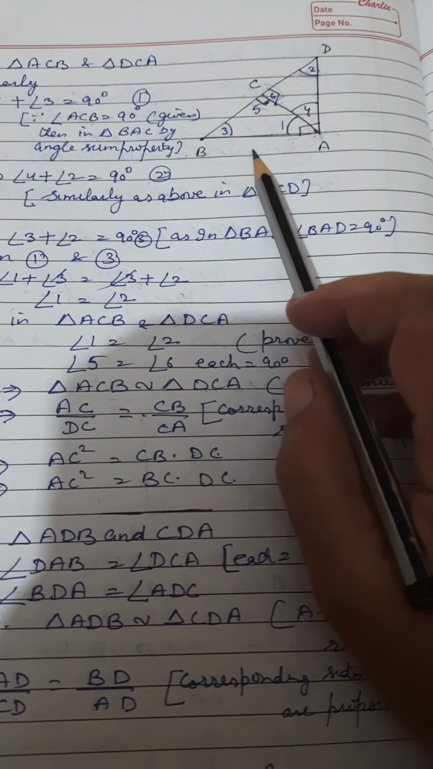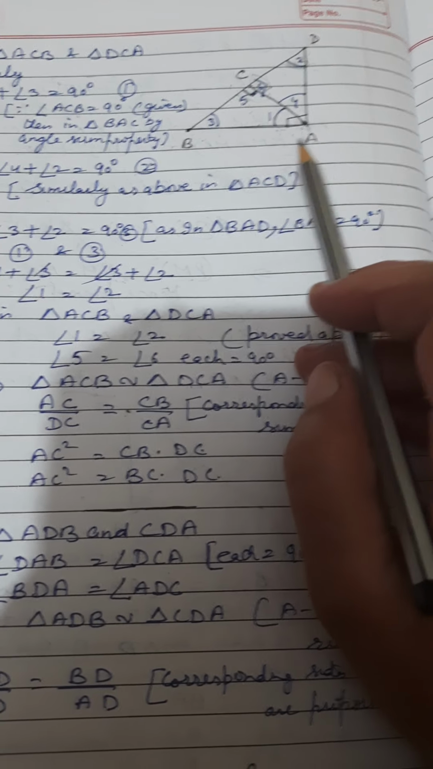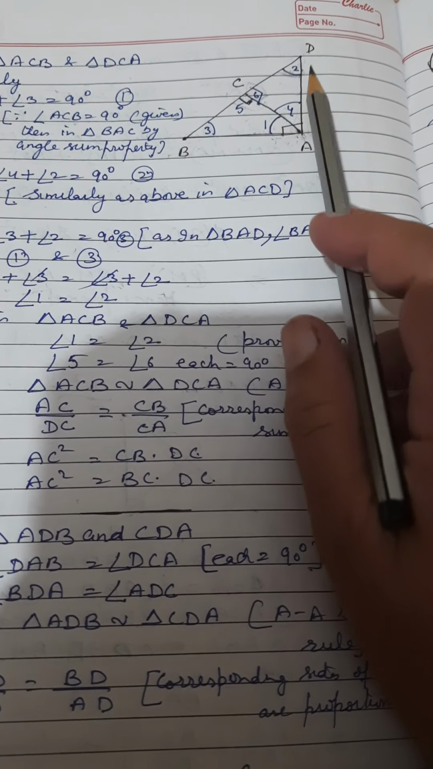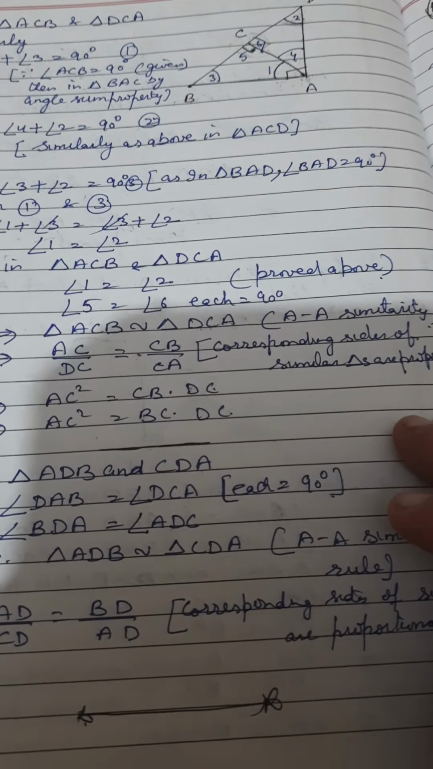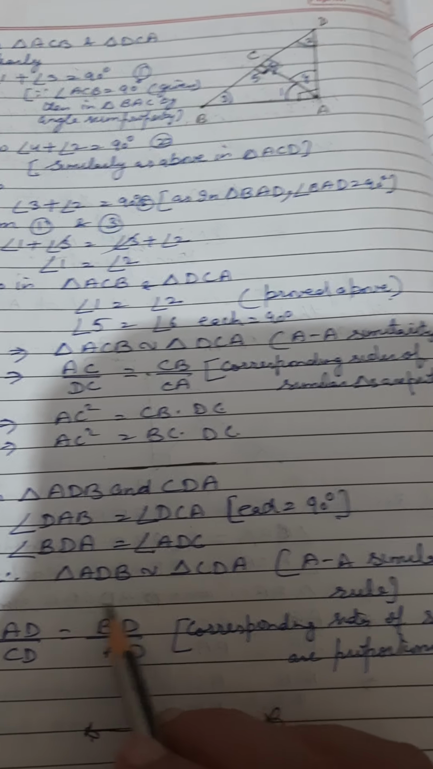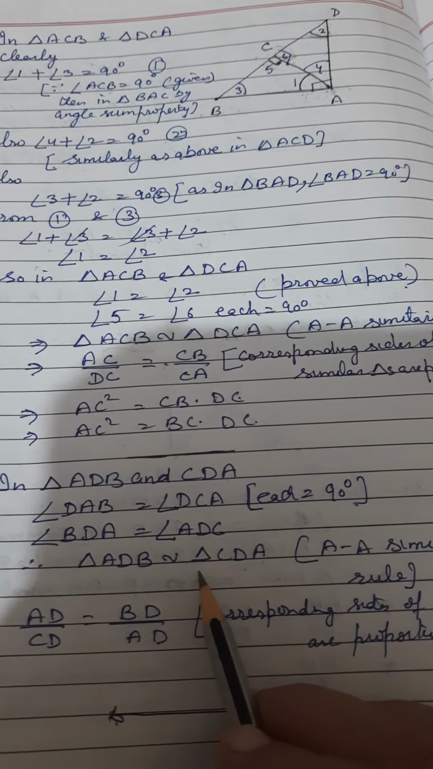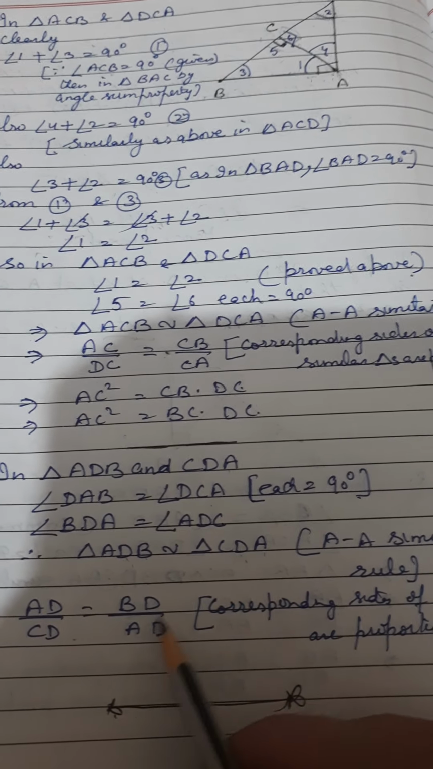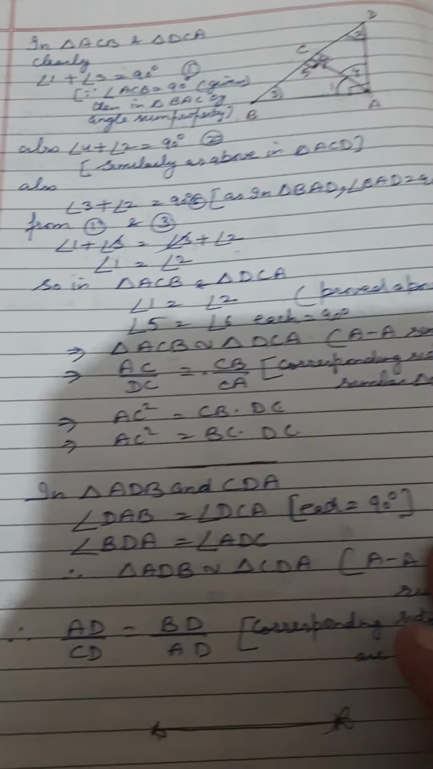Angle BDA is equal to angle ADC, a common angle. Then by angle similarity, these triangles are similar. Triangle ADB is similar to triangle CDA. From here we get AD upon CD is equal to DB upon DA. This we were to prove in the third part.